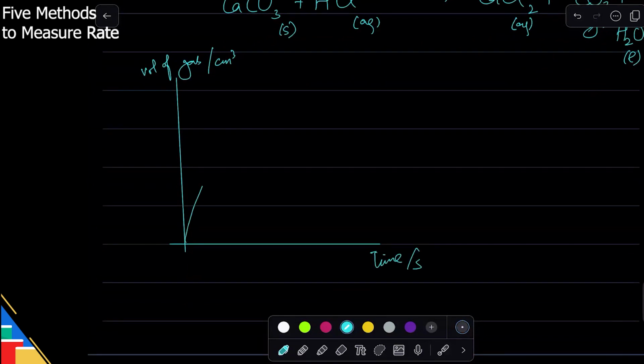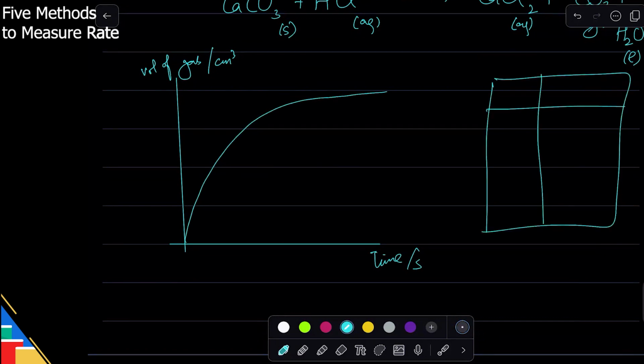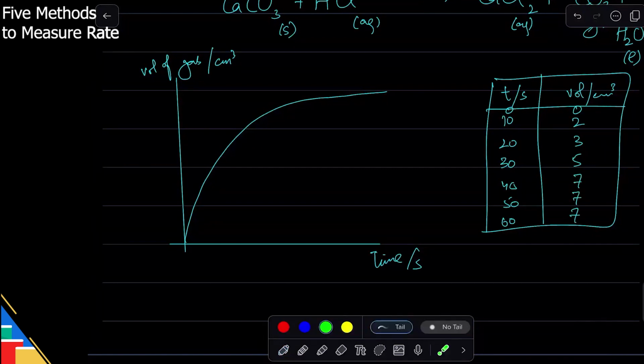So after a while, you will create a table. In this table, you will put time here, volume of gas here. That okay, at 0, it's 0 volume of gas. After 10 seconds, it's something like 2, for example. After 20, 30, 40, 50. Let's do it. So you can see over here that I got this value. Now I plotted it on the graph. So I plotted the points here. And then I joined them.